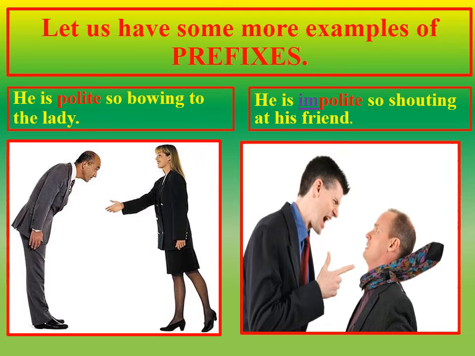Now let us have some more examples of prefixes. In the first picture, he is polite, so he is bowing to the lady. In the second picture, he is impolite, so he is shouting at his friend. So children, here we can see when the prefix im is added before the root word polite, it changes its meaning from a good person to a rude person. So basically, when a prefix is added before the root words, it changes their meanings.